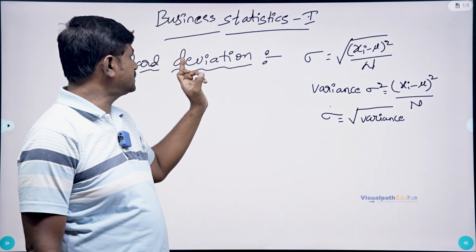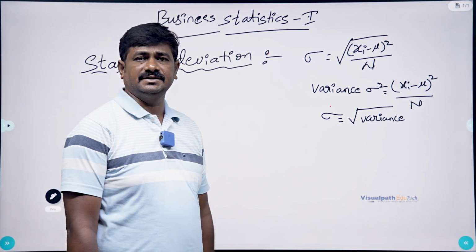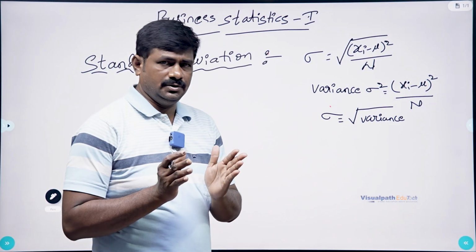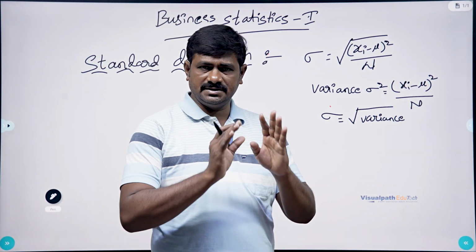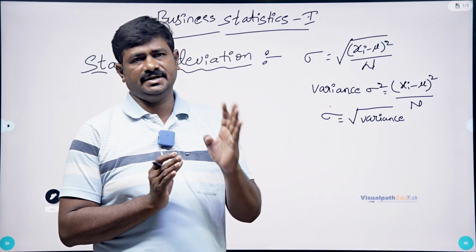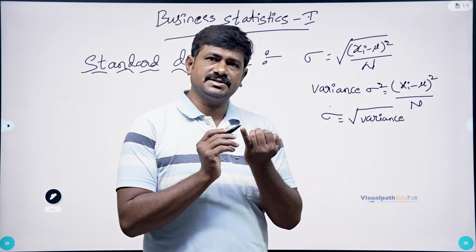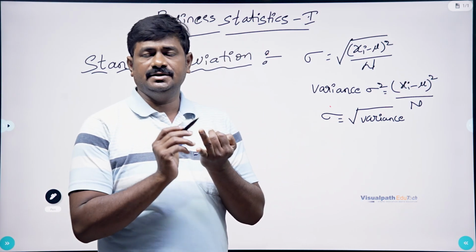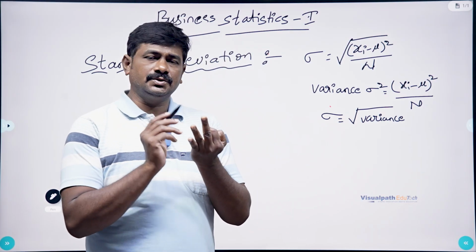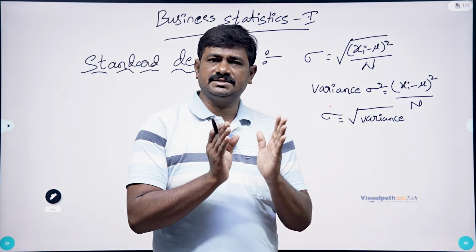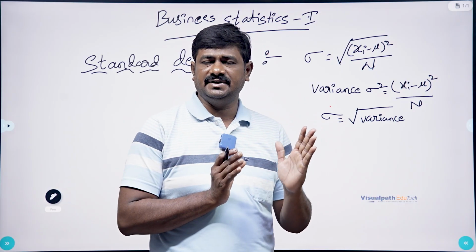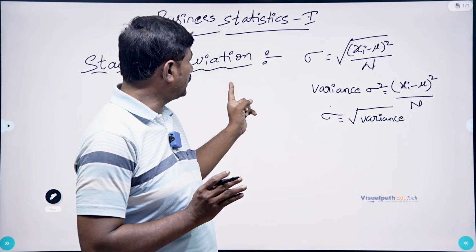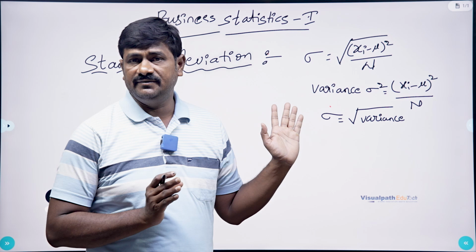Next, we are going to discuss the standard deviation. Already we know the measures of dispersion we discussed: range, quartile deviation, and mean deviation. Range, quartile deviation, and mean deviation we have already discussed. Now we are going to discuss standard deviation.